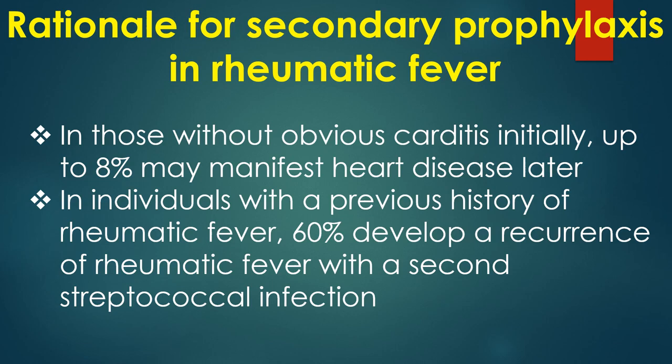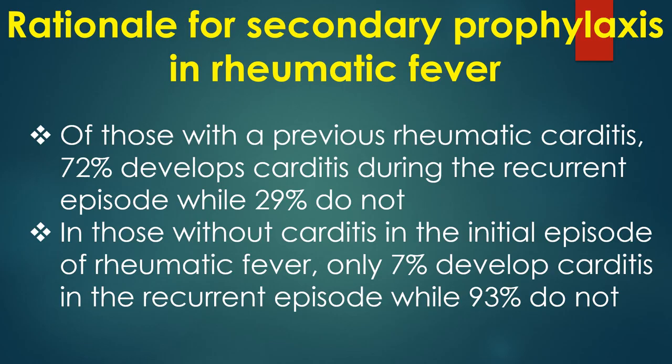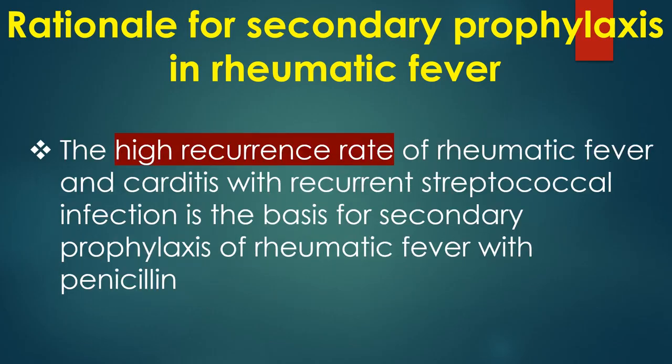In individuals with a previous history of rheumatic fever, 60% develop a recurrence of rheumatic fever with a second streptococcal infection. Of those with a previous rheumatic carditis, 72% develop carditis during the recurrent episode, while 29% do not. In those without carditis in the initial episode, only 7% develop carditis in the recurrent episode, while 93% do not. The high recurrence of rheumatic fever and carditis with recurrent streptococcal infection is the basis for secondary prophylaxis of rheumatic fever with penicillin.